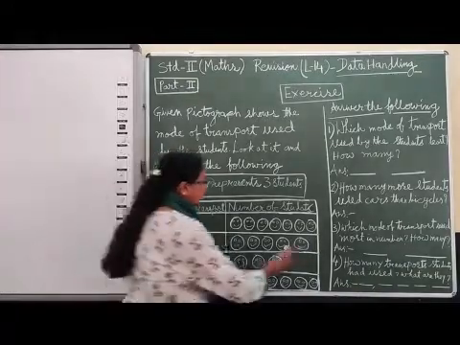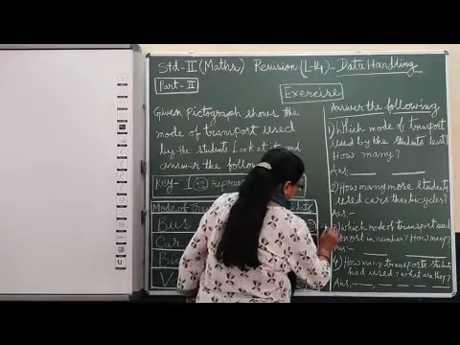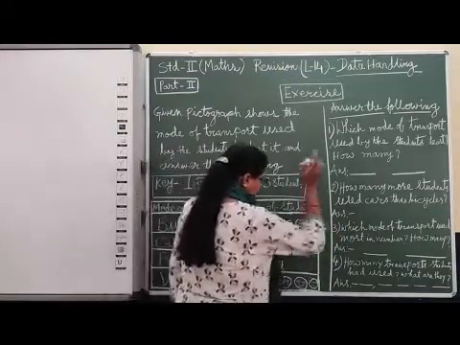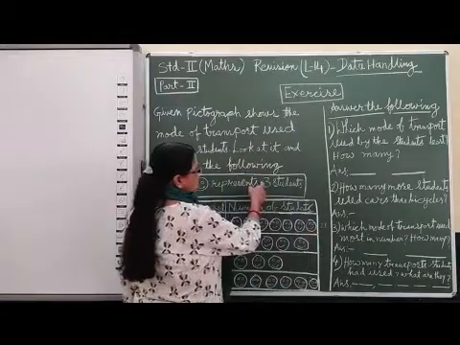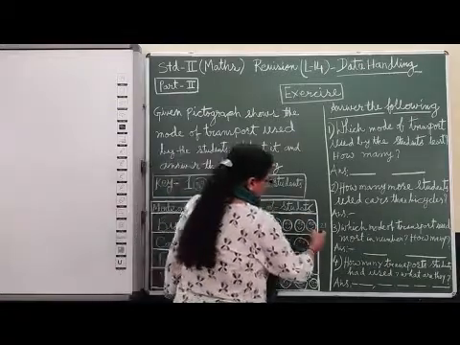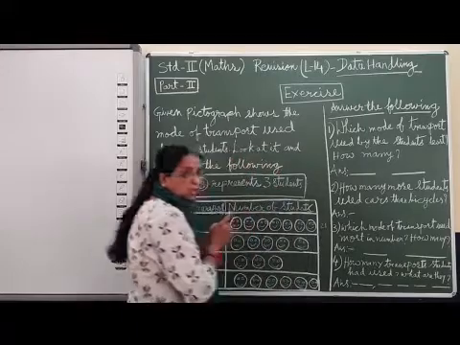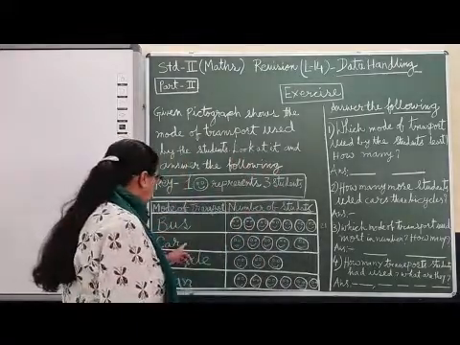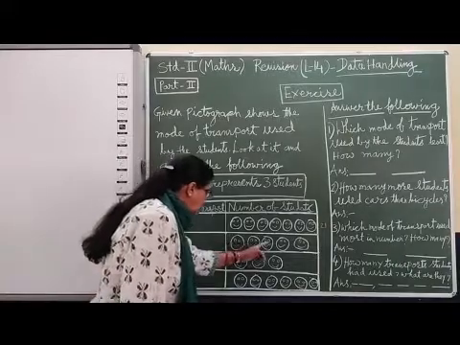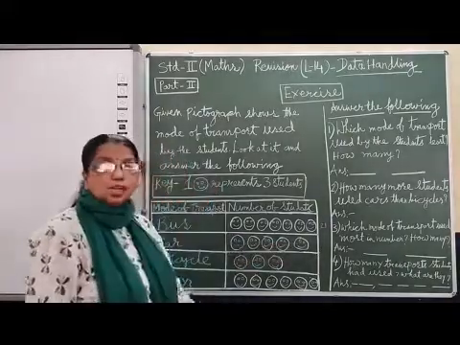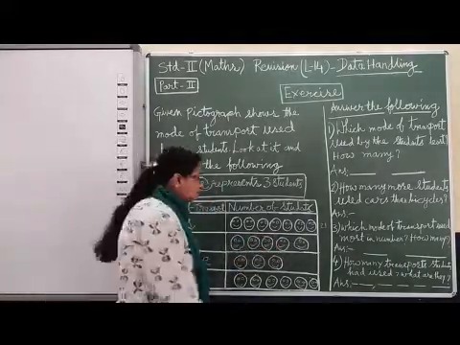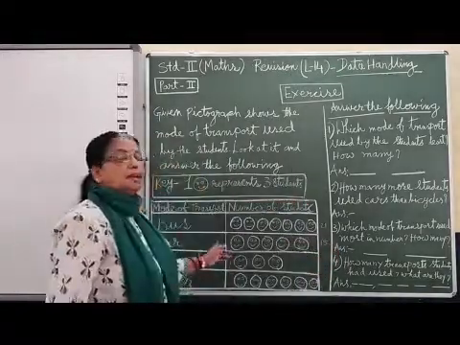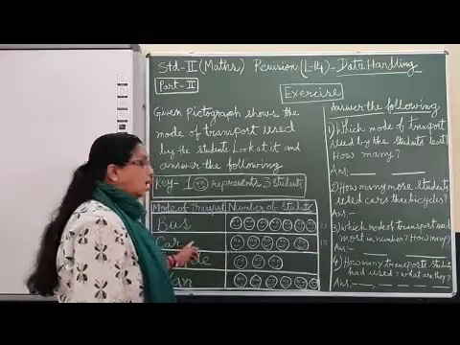Okay, we can write it roughly: 21. 1, 2, 3, 4, 5, 6, 7. 7 threes are 21. So a total of 21 students of that school come by bus. In the same way, car: 1, 2, 3, 4, 5. 5 smileys here, that means 5 threes are 15. 15 students are coming to school by car.